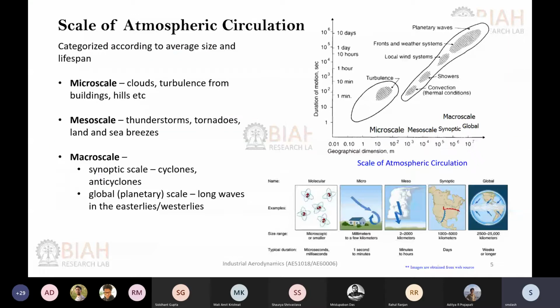So there are different scales of atmospheric circulation that we observe. This is kind of equivalent to your turbulent scales. You get velocity fluctuations and spatial and temporal fluctuations in different scales in turbulence. Similarly, when we talk about atmospheric motion, we generally say atmospheric motions are quite turbulent, because there are different scales of atmospheric circulation.